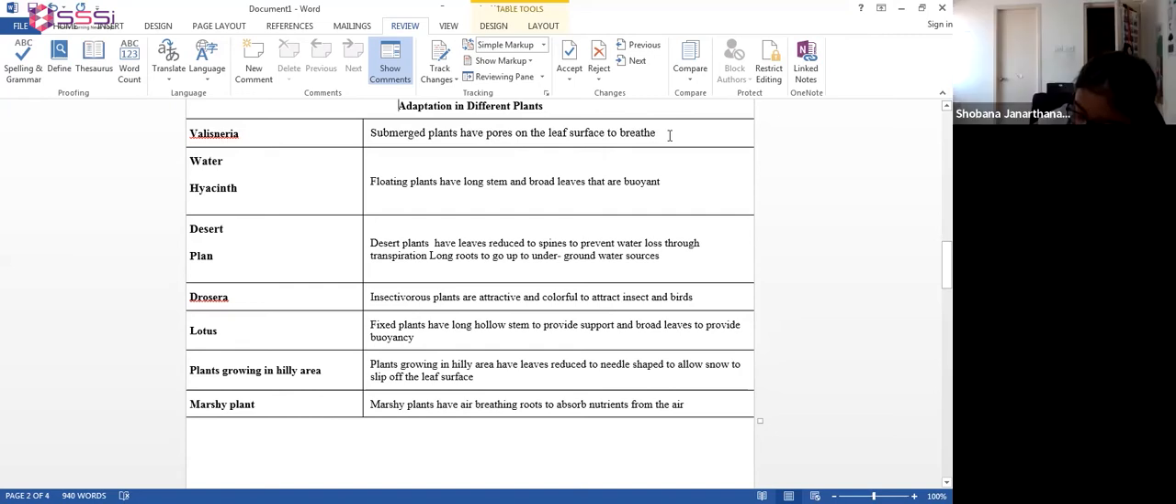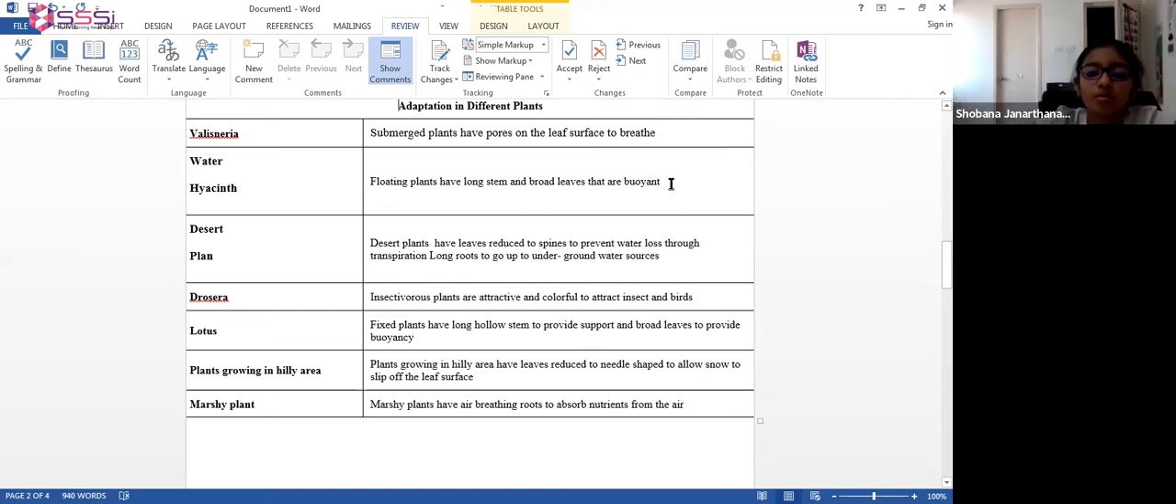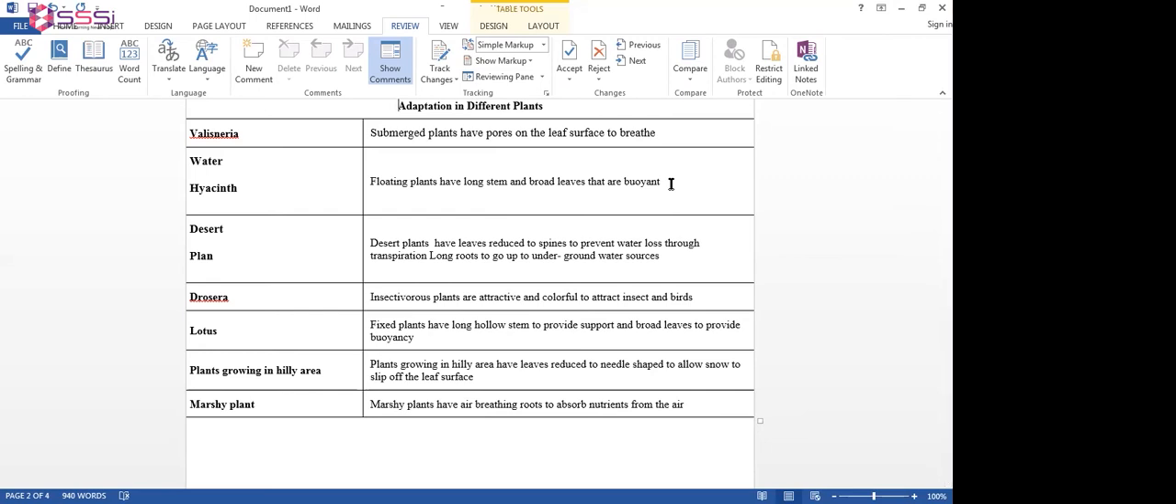Okay, ma'am. So next is water hyacinth. Water hyacinth is a floating plant. They have long stem and broad leaves that are buoyant. What is buoyant? Buoyant means it does not depend on whether the water is more; they will not immerse in water. They have such huge, broad leaves, so the force cannot dip that leaf inside the water.